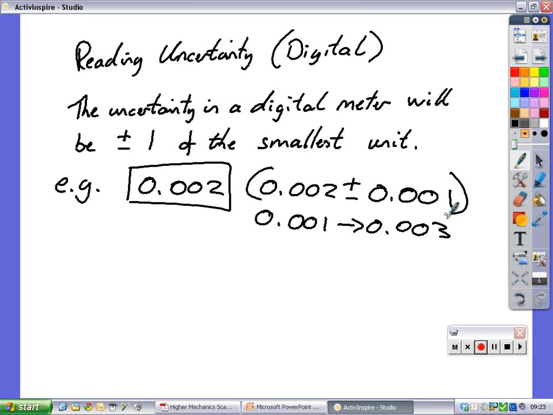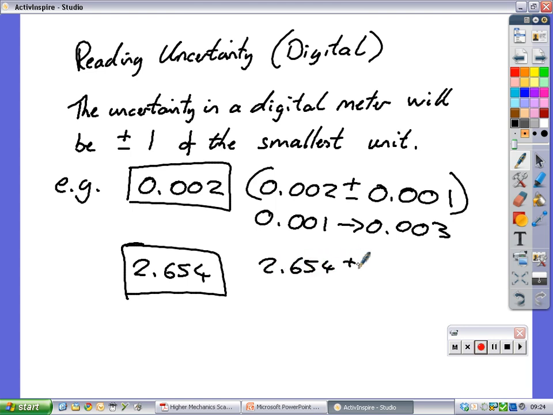So let's do another one. Let's say it's 2.654. And again, that's inside a multimeter. Then our uncertainty would be 2.654 plus or minus 0.001 again. Because that's your uncertainty. That's plus or minus 1 of the smallest unit. That'll be our digital uncertainty, our digital reading uncertainty. Okay? So if you're reading a multimeter at all, that's how we do it.